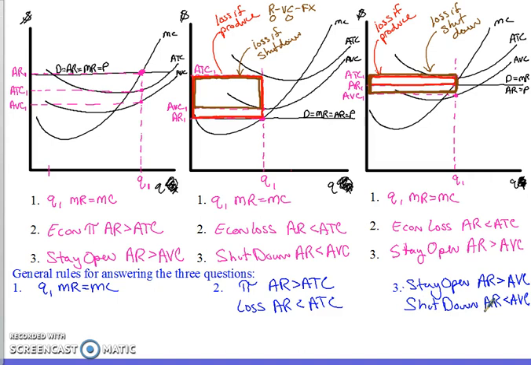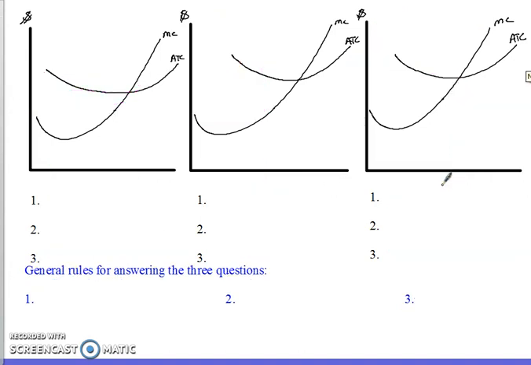Now, we're going to look at the long run. In the long run, if we look at these graphs, there's only an average total cost curve, no average variable. Actually, the average total cost curve is the average variable cost curve. They are the same thing. The key is that there's no fixed costs. So now when we answer question number 3, the question is not, should we stay open or shut down? The question is, should we stay open or exit?